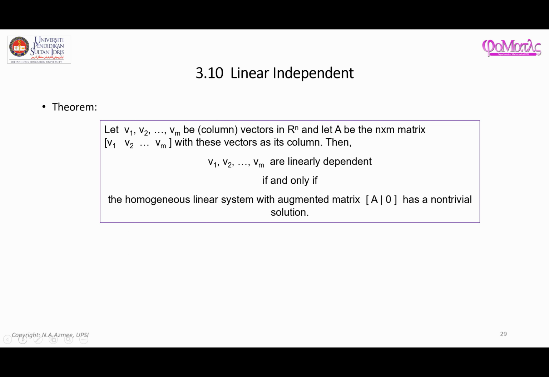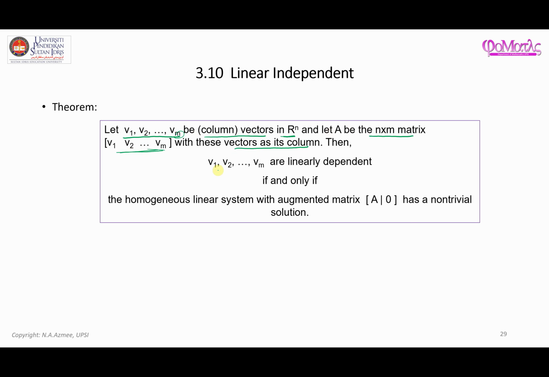So basically it says here that you have vectors v1, v2 up to vm. So now we have up to m vectors. It doesn't matter, m is just a letter to represent how many vectors you have. These are column vectors in Rn, so the dimension is n, and let A be the n times m matrix with these vectors as its columns.